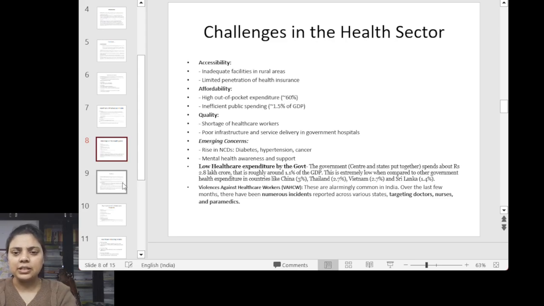Another point we can see is violence against healthcare workers, which was one of the biggest challenges. The biggest example I have given you earlier also was that of West Bengal, which we have seen recently. That is something which shook everyone from inside. So these are the challenges which we can see.